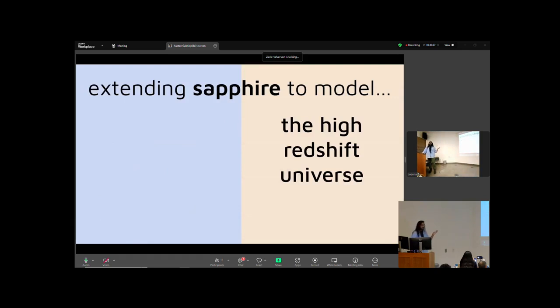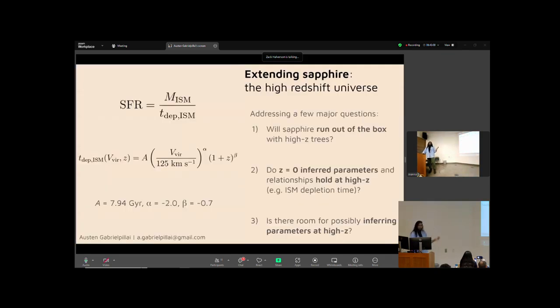What about if we extend it to the high redshift universe? And this has been a very interesting question that we've been tackling for a bit of part of this conference, because I think we can, SAPPHIRE, great model and everything like that. All the priors and parameters and scaling relations Viraj has measured to redshift 0. If we take SAPPHIRE and run it on this set of high redshift trees, well, 1, will it run, right? 2, do our redshift 0 inferred parameters and scaling relations hold at high redshift?